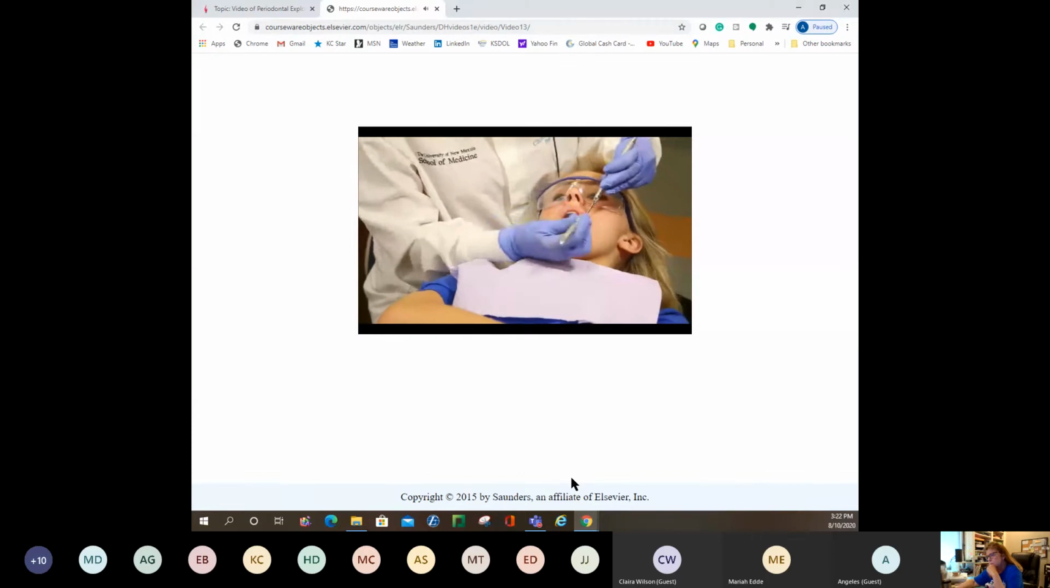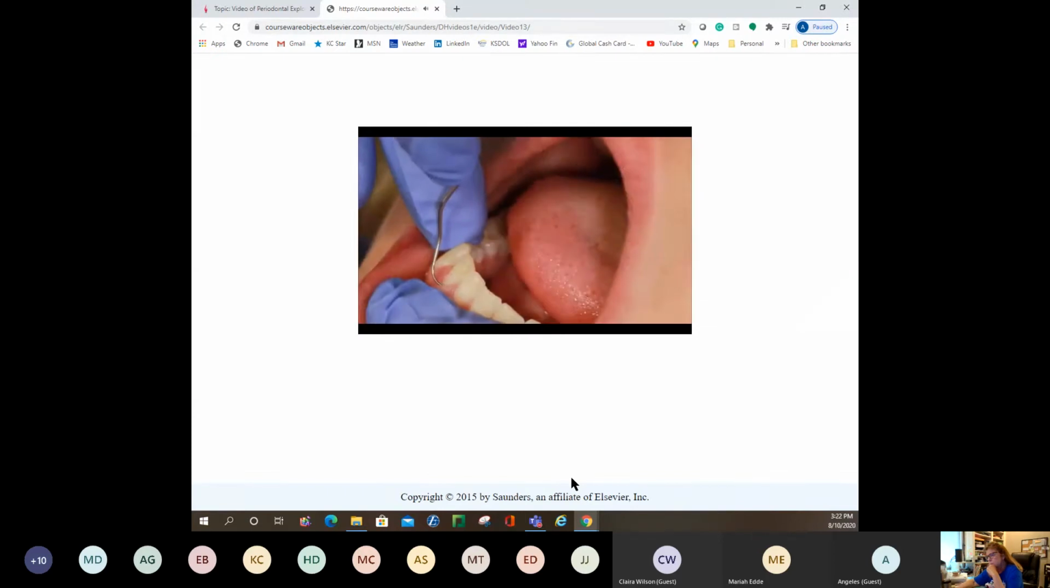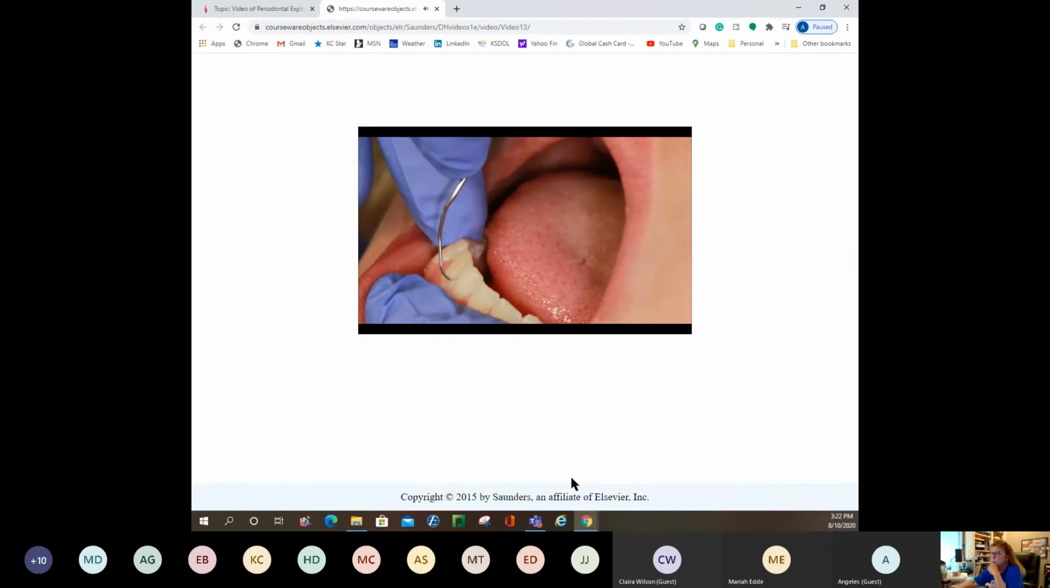For anterior teeth, use the opposite end of the 11/12 to explore the surface sides away from yourself. The curvature of the instrument more easily adapts to the root surface.